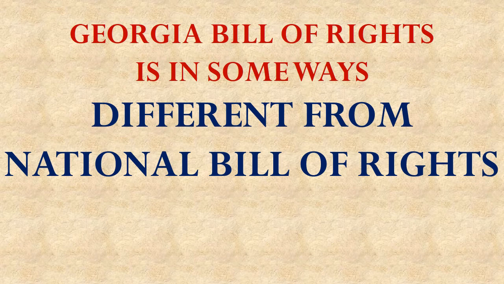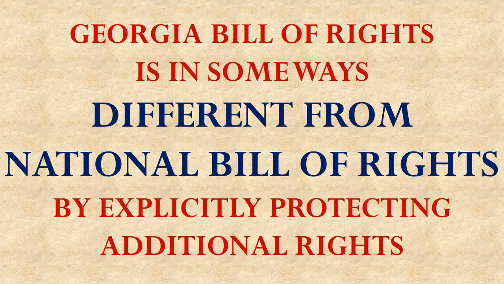Now, the Georgia Bill of Rights, even though it's actually very similar to the National Bill of Rights, is also different from the National Bill of Rights in some important ways. In particular, it's important that it explicitly protects some rights that are not protected at the national level. Let me give you a couple of examples.